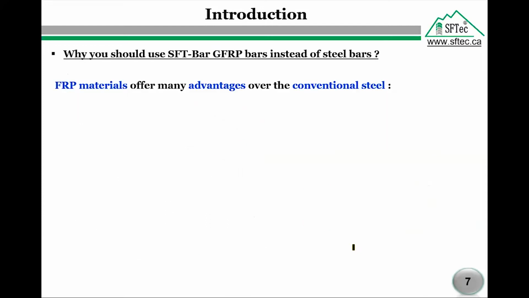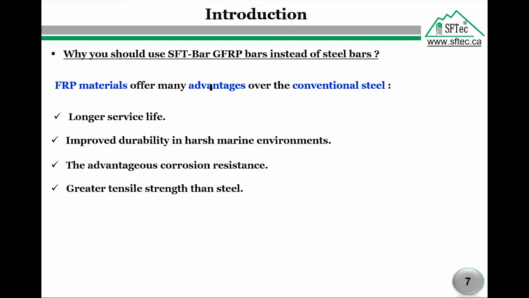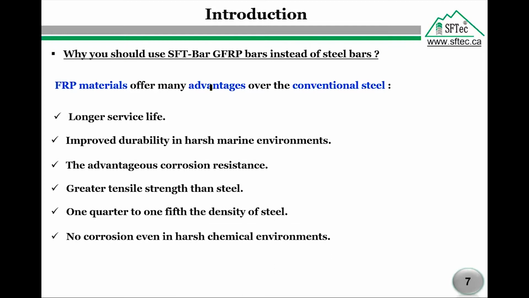Why should you use SFT bars instead of steel bars? In the last 10 years, FRP rebars have been used successfully in hundreds of bridges, parking lots, tanks, and marine structures across Canada and the US. FRP materials offer many advantages over conventional steel bars, such as longer service life, improved durability in harsh marine environments, corrosion resistance, high tensile strength compared to the yield stress of steel, lighter weight than steel, no corrosion even in harsh chemical environments, and finally, neutrality to electrical and magnetic disturbances.